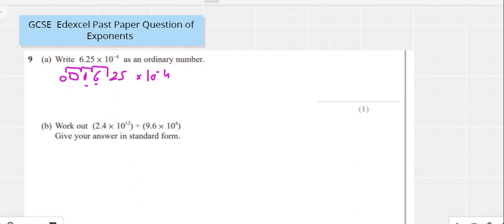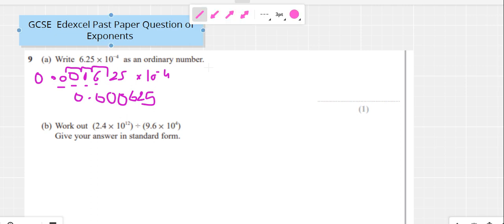So 1, 2, 3, 4. Now I will put the decimal, and I will put 0 here. So the answer for this one would be 0.00625.